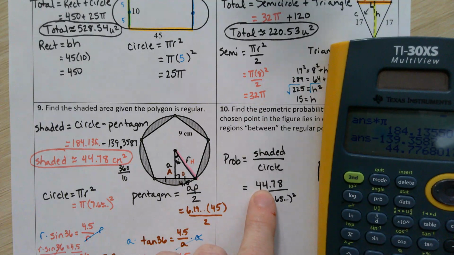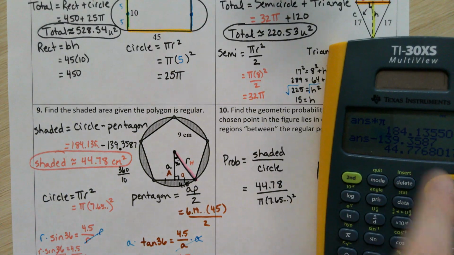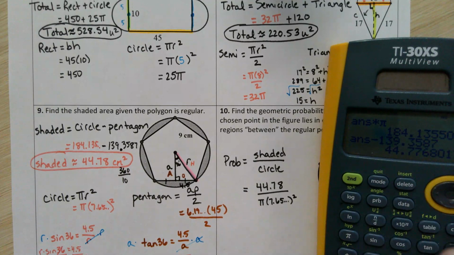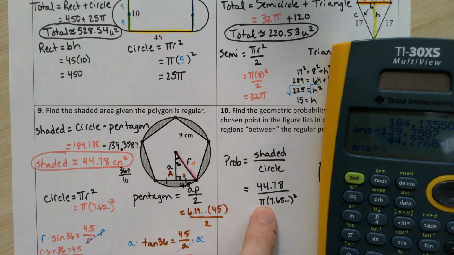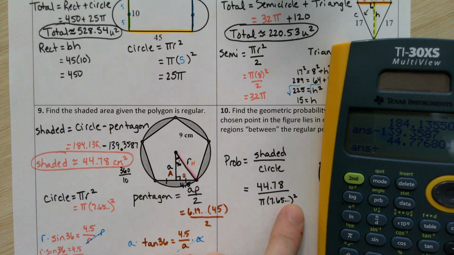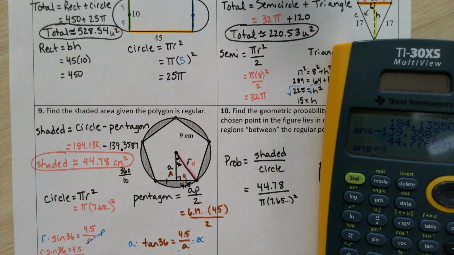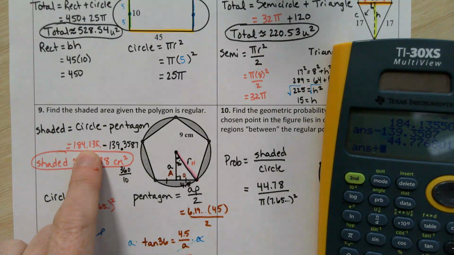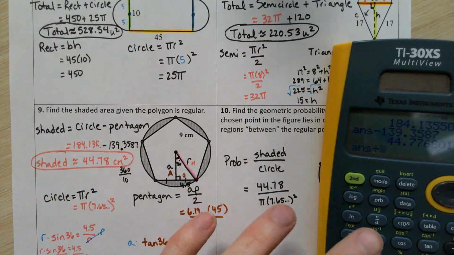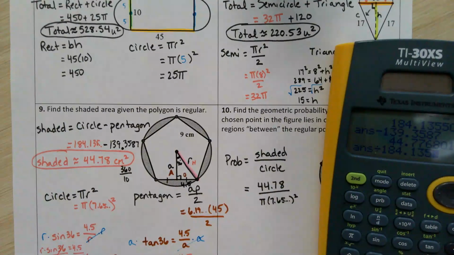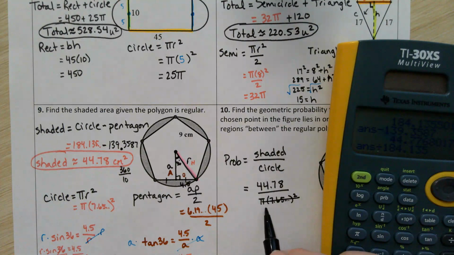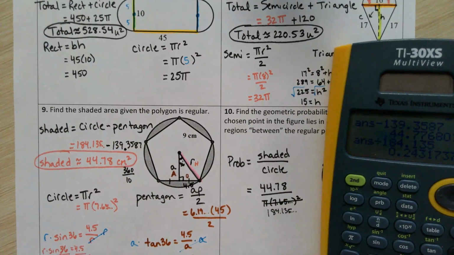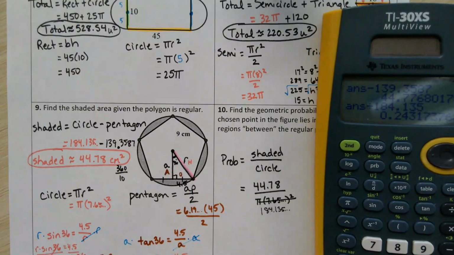I do still have my shaded area answer in its complete form on my calculator. So I'm going to go ahead and take that and divide it by this pi radius squared business from before. That circle area simplified to be 184.135. So 184.135 will be a little bit easier to type in than that whole entire denominator there. Probably should have written that in here, 184.135.